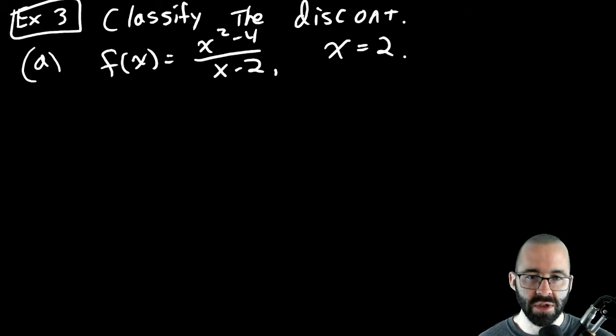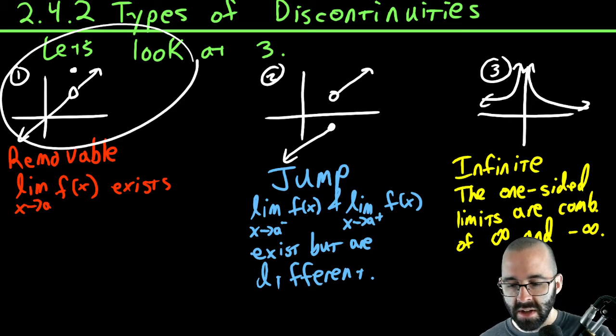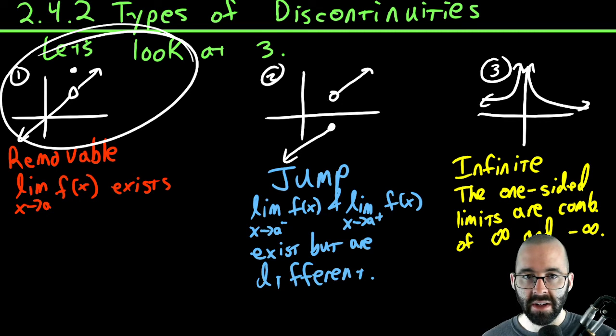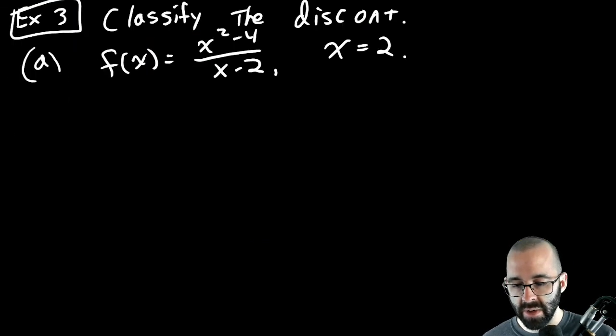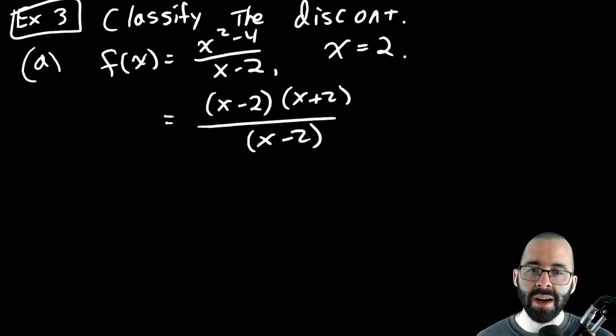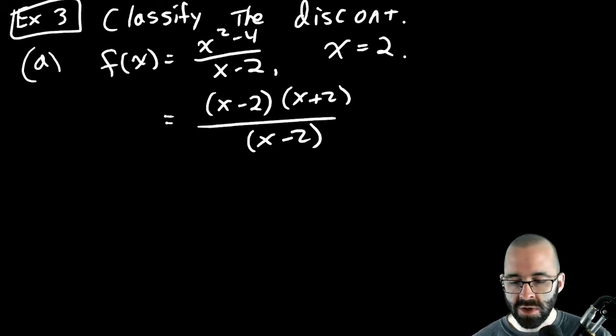So this is a rational function. Since it's rational, it can only either be this type or this type. It's either a hole or an infinite discontinuity. How do we tell whether it's a vertical asymptote or a hole? We have to factor the top. The top is x minus 2, x plus 2, and the bottom is x minus 2. If there's a shared factor in the top and the bottom, then it's a hole. So this is a removable discontinuity.